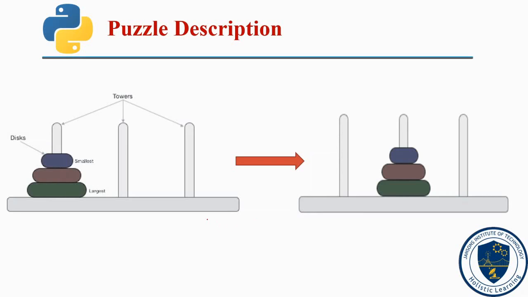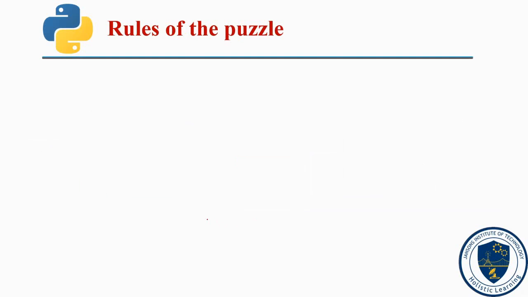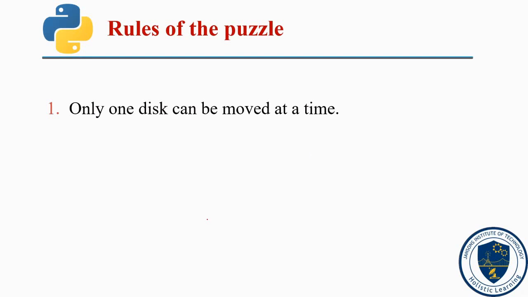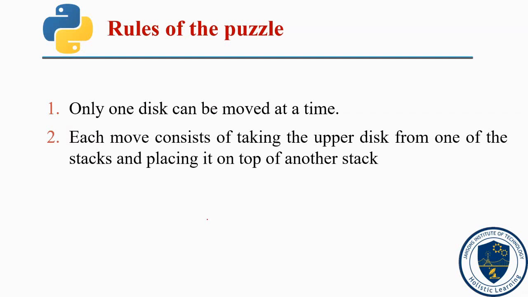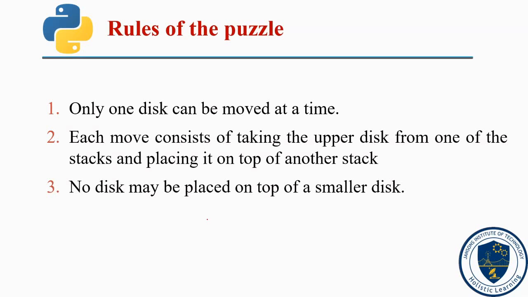There are a few rules to be followed for Tower of Hanoi during the movement of discs. The puzzle should be solved by obeying the following simple rules. Rule number 1. Only one disc can be moved at a time. Rule number 2. Each move consists of taking the upper disc from one of the stacks and placing it on another stack. That is, a disc can only be moved if it's the uppermost disc on a stack. Rule number 3. No disc may be placed on top of a smaller disc.